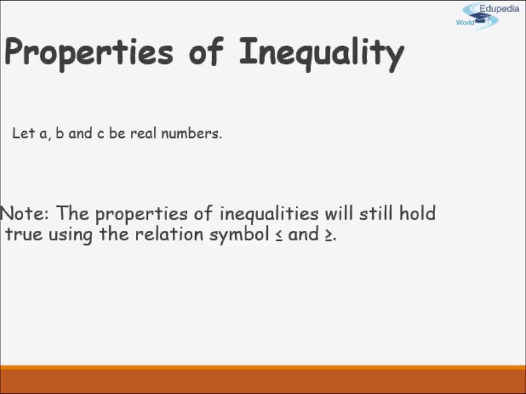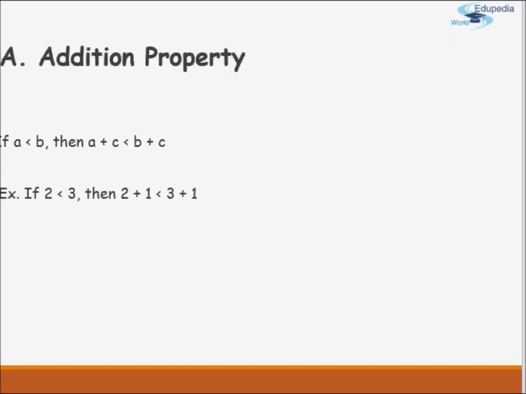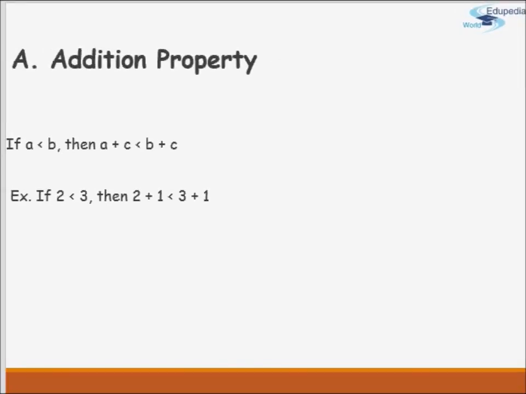Let's start with the first basic property, the addition property. What the addition property states is that if you have an inequality, say a is less than b, and you add the same number on both sides of the inequality, it still holds. Let's say a is 2 and b is 3, so this is going to be true. That means 3 is greater than 2. Now if you add anything on either side, this inequality will still hold.